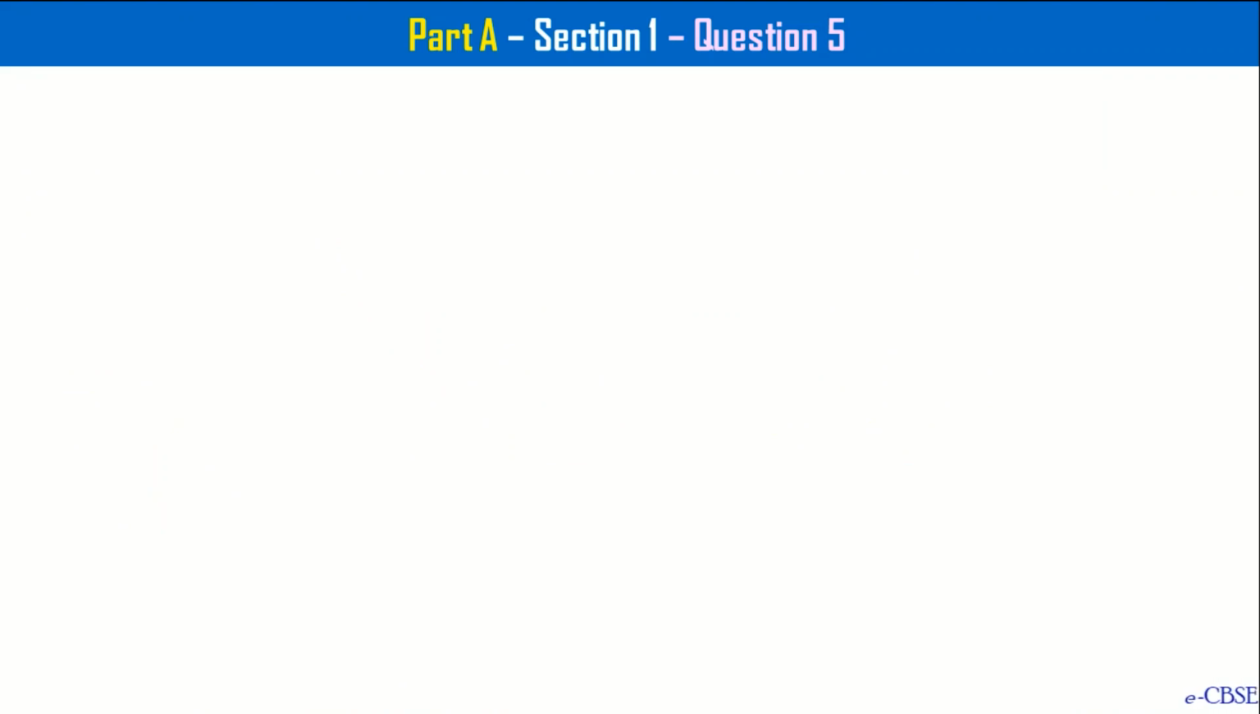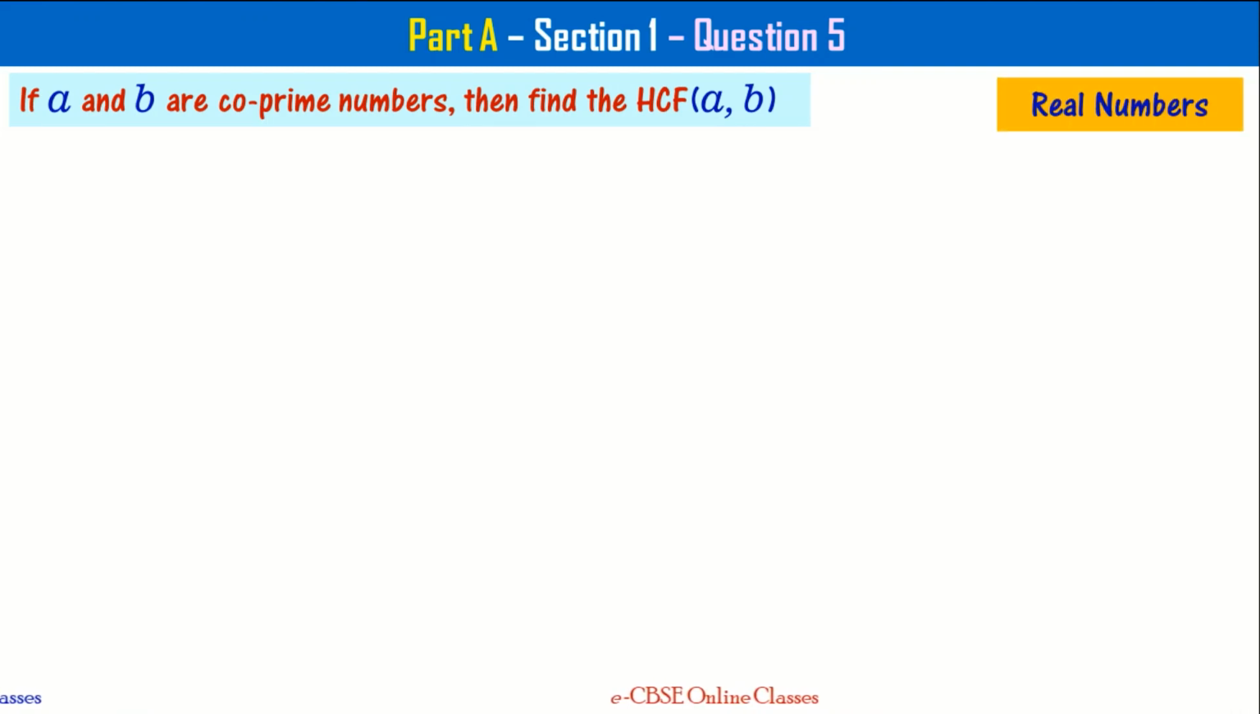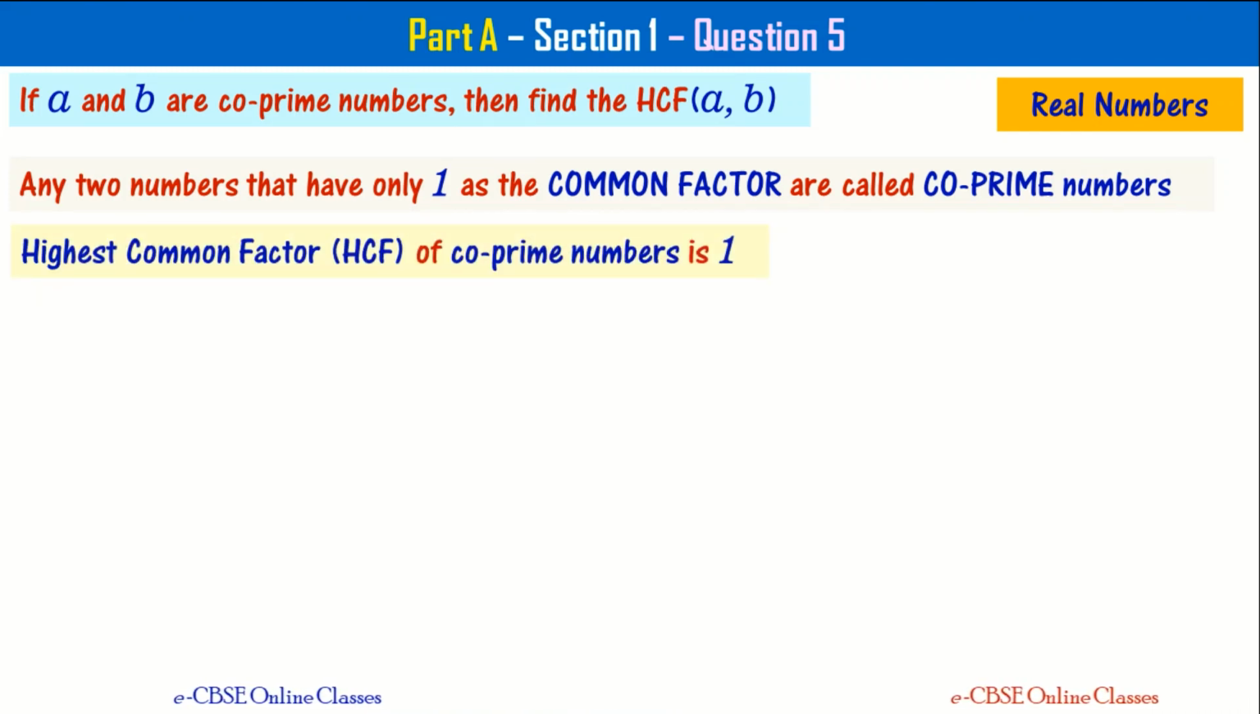Let's take a look at question number 5. If a and b are co-prime numbers, then find HCF of a and b. It is from real numbers. We know that any two numbers that have only one as the common factor are called co-prime numbers. It means that co-prime numbers have only one common factor. It means the highest common factor is 1, right?